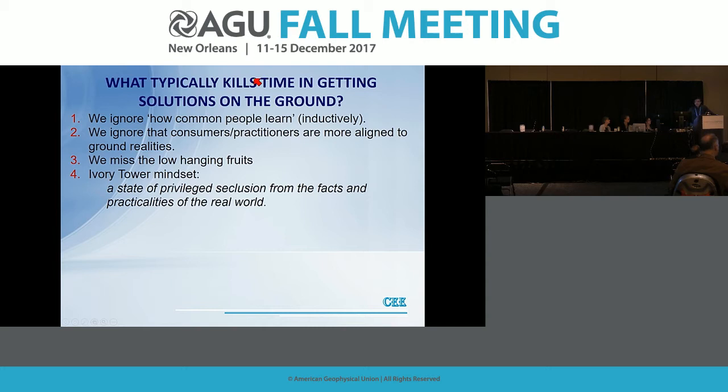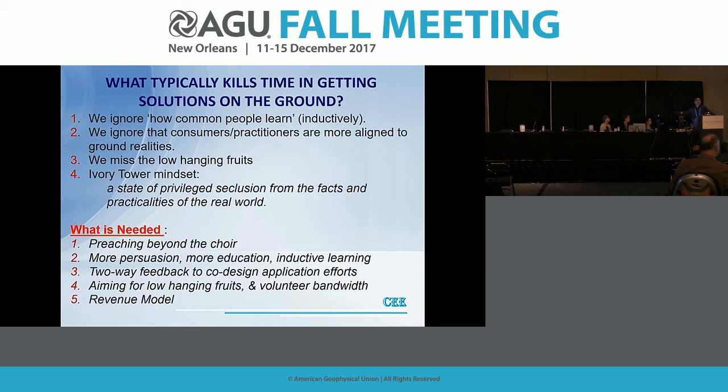And I want to stress that low-hanging fruits are also important, because sometimes when you're trying to go for those very sophisticated science-based solutions, we often ignore the easier ones we could do first that would get our foot in the door so that we could build that engagement and do more. And of course, the ivory tower mindset is there. What is needed? I think preaching beyond the choir, so not just AGU, getting more involved on the ground. The one thing that I would like to stress here is, I think, number 5, which is, I really think we have to start talking about what kind of revenue models will work to get science into action, the commercialization aspect of it. Innovation is needed, but how do we make it sustain itself?